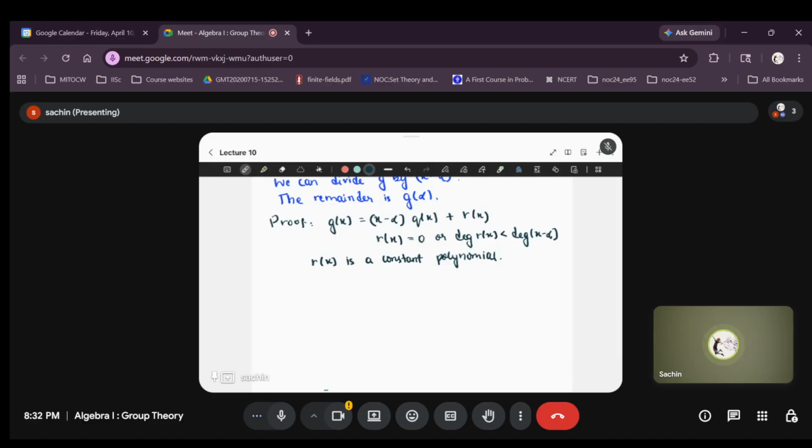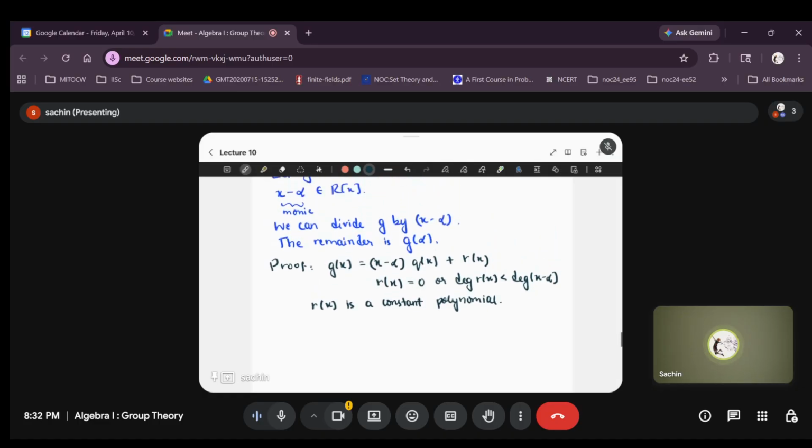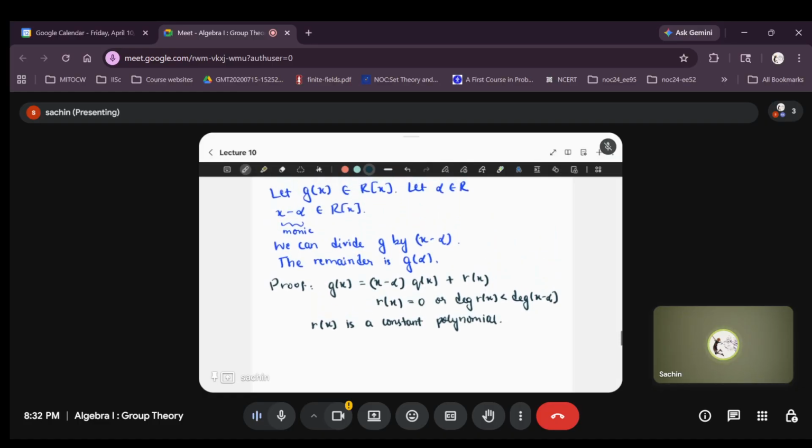Okay. Now, since we had a polynomial g of x in R of x, and we said pick an element alpha in the ring R. X minus alpha is a monic polynomial in R of x because the coefficient of x is 1, which is a member of R, and the constant coefficient a0 is equal to minus alpha, which is a member of R. Then we divided g of x by x minus alpha.